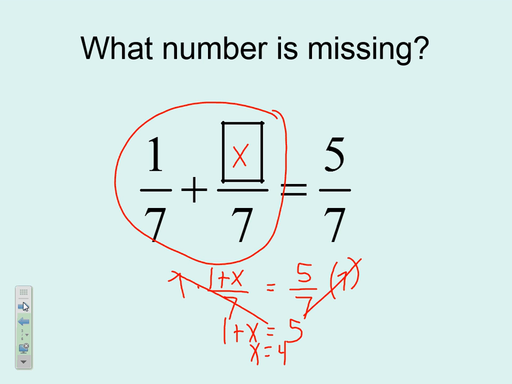So let me ask you this. Did you figure this out without really doing that whole multiply by 7 on both sides business? Maybe. Because the denominators were the same on all three fractions, your eyes just went to the numerators and asked, what has to go where that x is to make 1 plus something equal 5? So really the common denominator wasn't that important in the solving process, except that we need to make sure we have a common denominator so that we're speaking about the same type of terms.